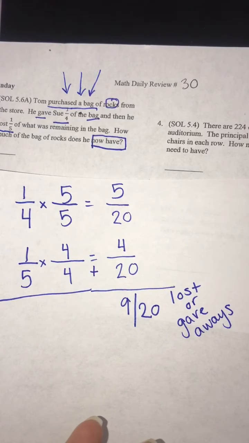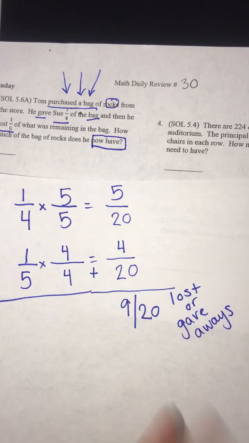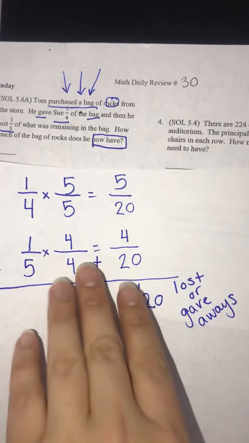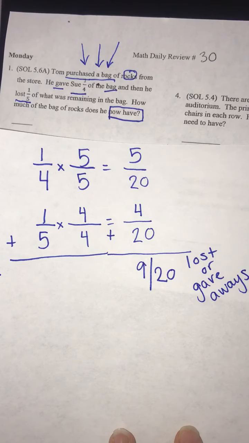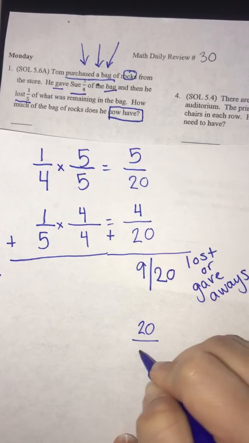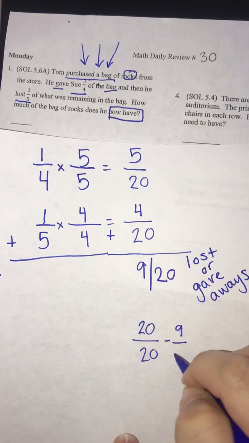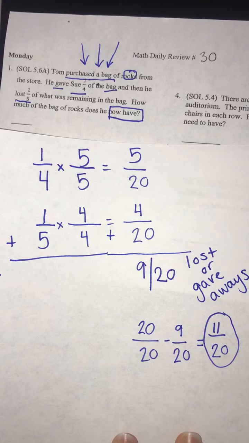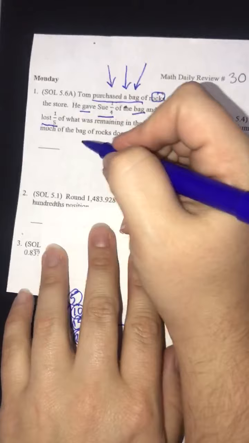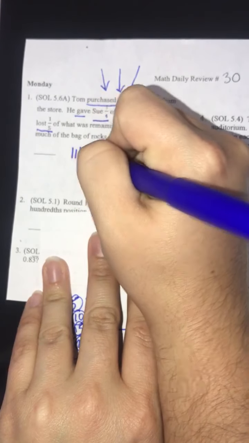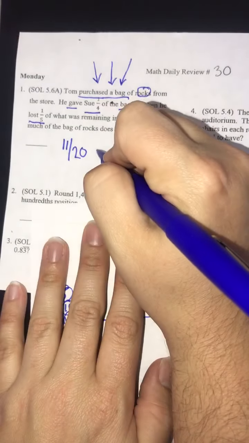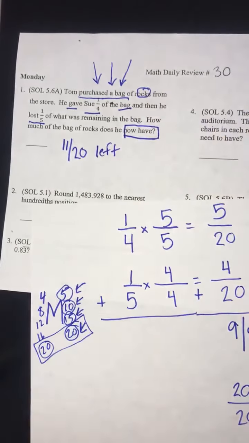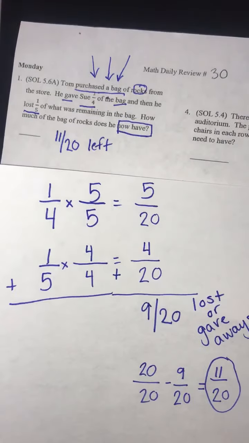So what's left over? What did he not give away or not lose? Well, 20/20 would be the whole bag, and he gave away or lost 9/20. So that leaves us with 11/20. So 11/20 of the bag of rocks he has left. So he has a little over half left for himself. Okay, do you see how I did that?